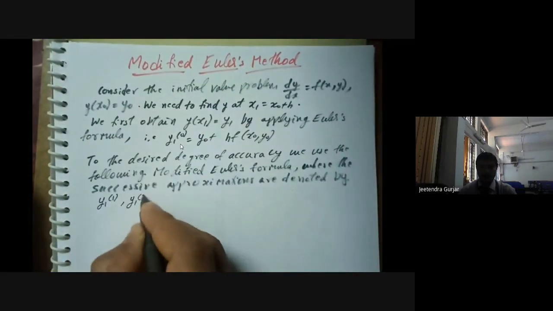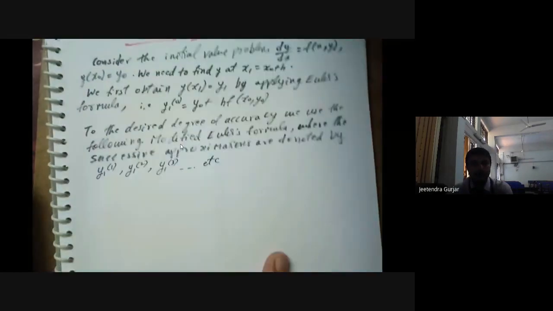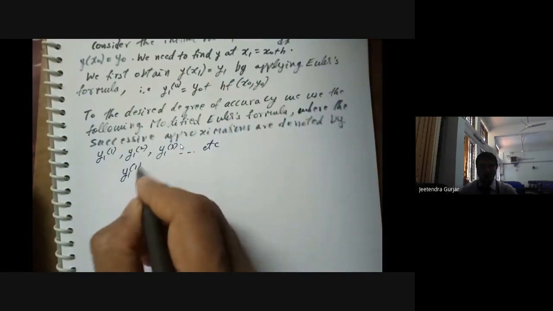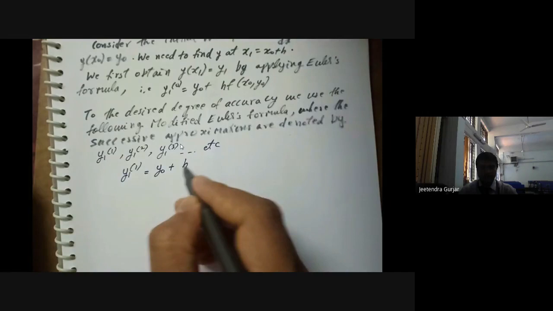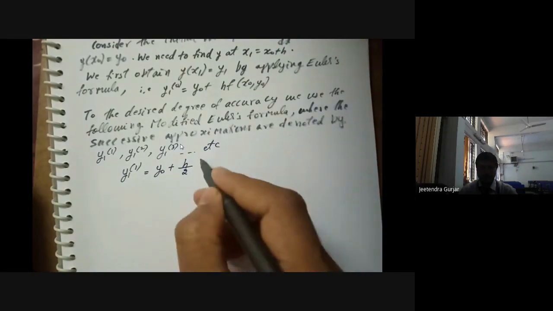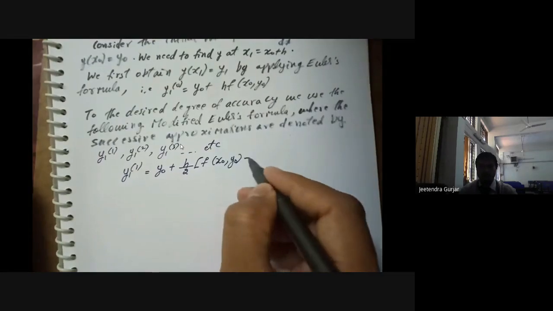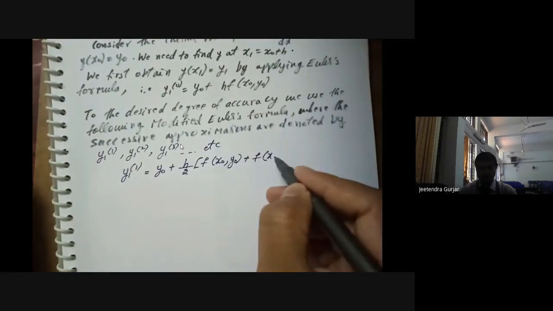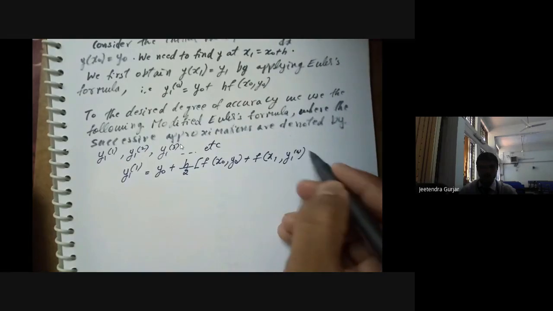So what is y1 raised to 1? y1 raised to 1 is equal to y naught plus h upon 2 times f of x naught, y naught plus f of x1, y1 raised to 0. This is how we simplify one by one the previous value, y1 raised to 1.